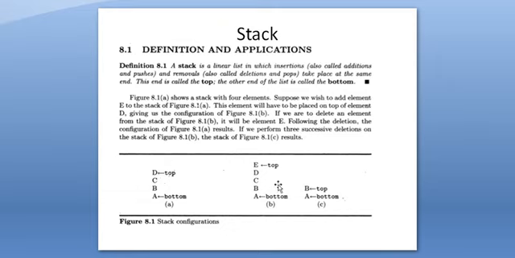Now suppose I want to add an extra element onto this list, assume that item E is pushed onto the stack. Then the stack configuration would look like this. The top end would change. After inserting, the top pointer will be incremented by 1.